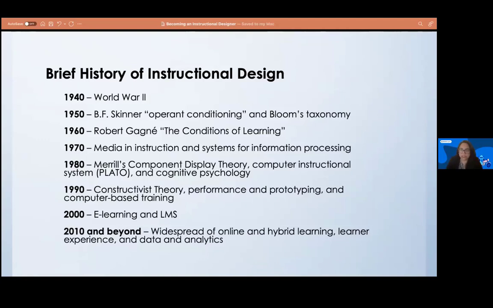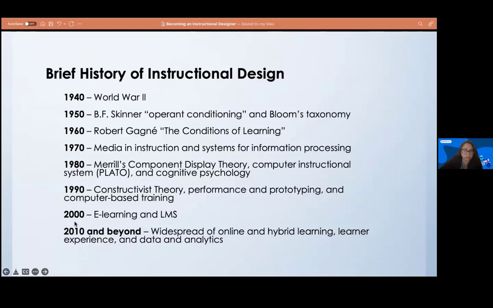In the 1990s, there was a significant development in the field with the rise of constructivist theory. Performance and prototyping, which is rapid development of instructional materials with even quicker iterations, became trends. And also the introduction of computer-based training, which is called CBT, for interactive training.